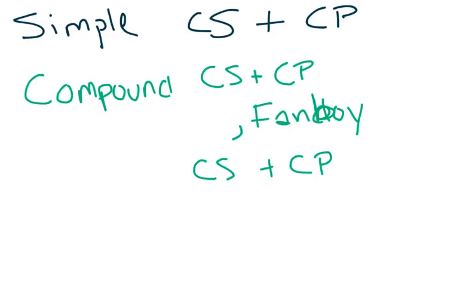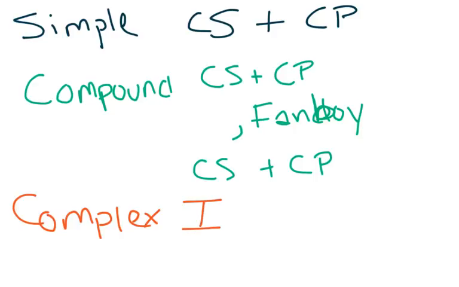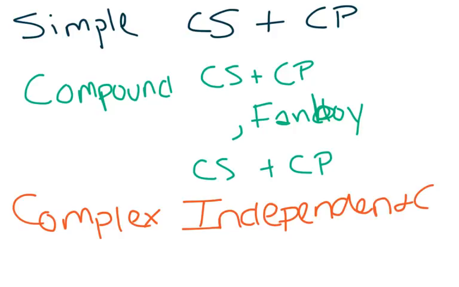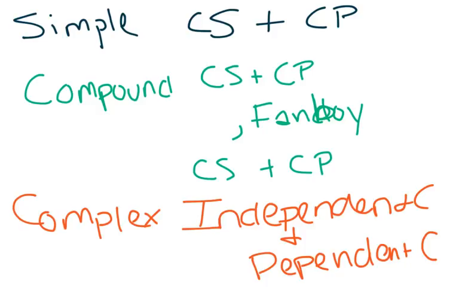The last one we talked about, well, actually the first one, are complex sentences, which is an independent clause and a dependent clause. They can go in either order. The dependent can come first or the independent come first. It doesn't matter. But those are the three types of sentences we've talked about so far. We're going to talk a little bit more about them next week, but it's important that you know these.